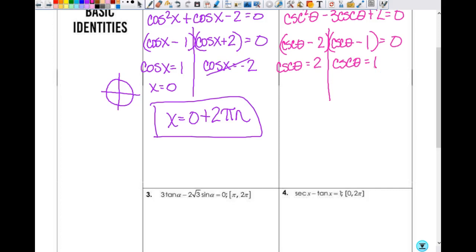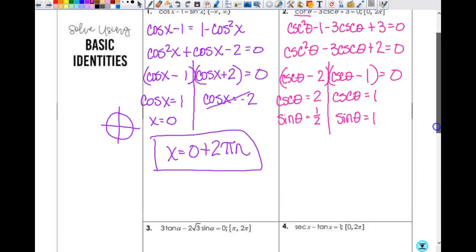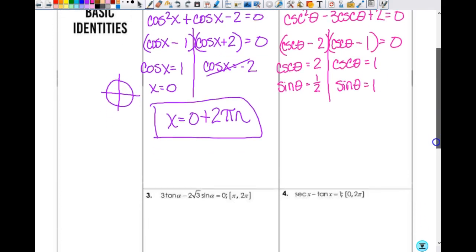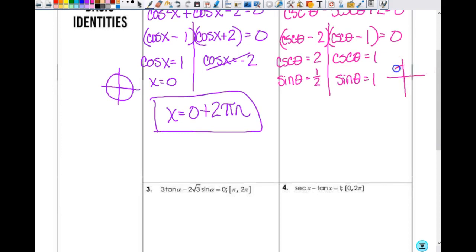And I don't really want cosecant. What do I want to make that into? Sine. Okay, so this is going to be sine theta equals 1/2 and sine theta equals 1. My interval goes from 0 to 2 pi, so I'm using the whole circle, but there's no repeats this time. So when is sine a positive 1/2? At pi over 6. Good. And 5 pi over 6. Good, because it's in quadrants 1 and 2.